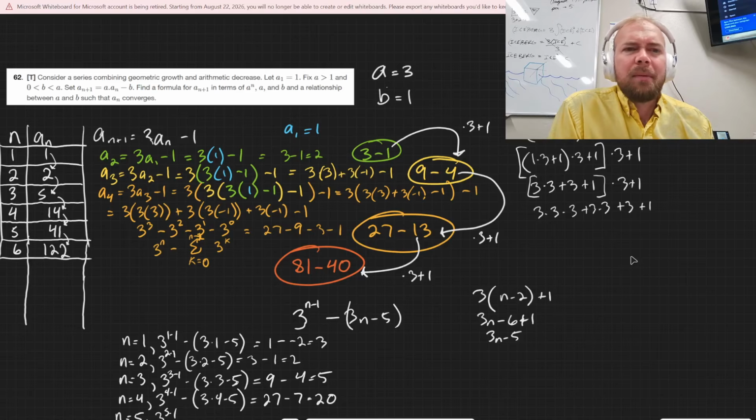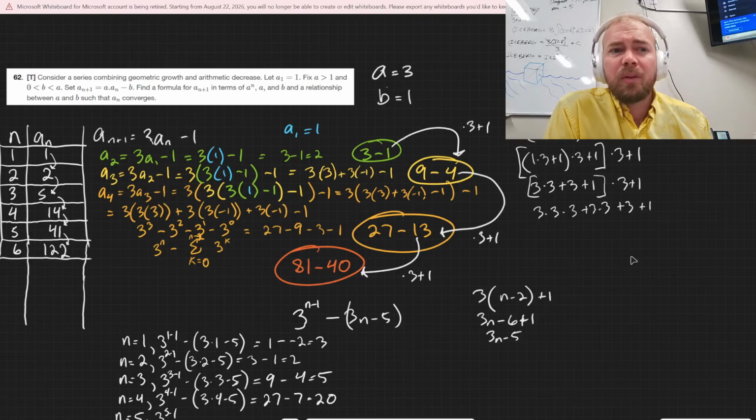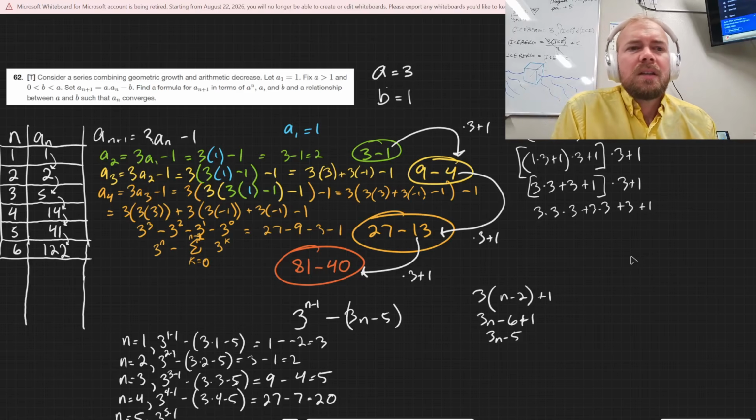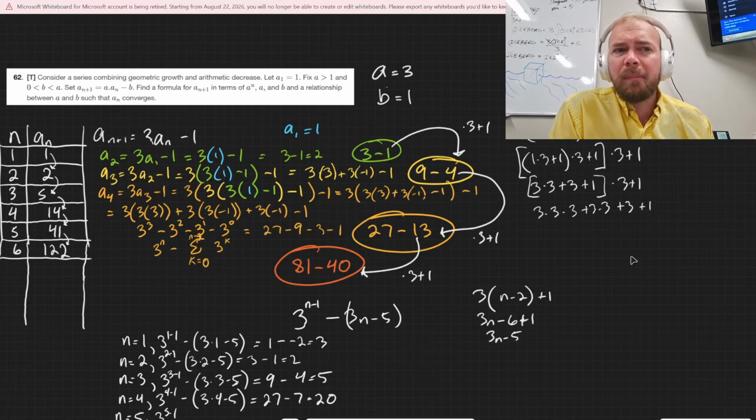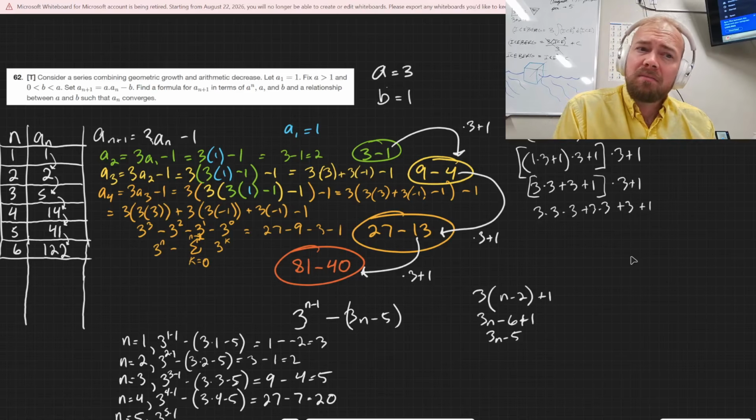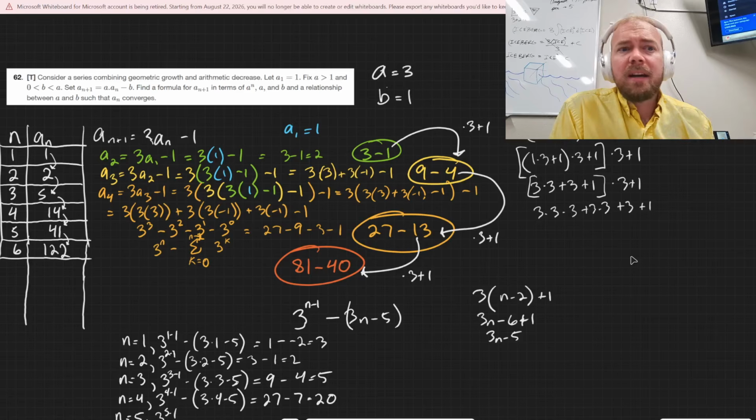Nothing really came to mind other than, of course, the recursive, which is built for us. So my recursive formula, if a is 3 and b is 1, would be a sub n plus 1 is equal to 3, a is 3, times a sub n minus 1. So if I do it that way, then I end up with 1, and then 2, and then 5, and then 14, and then 41, and then 122, after timesing by 3 and then subtracting 1.